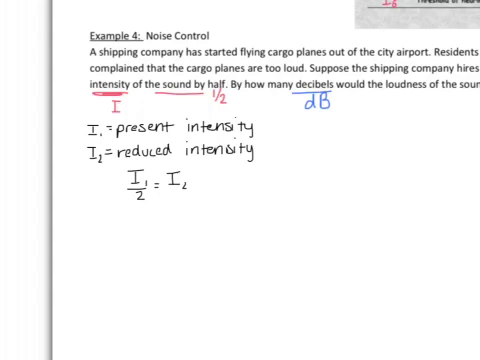Then we have to figure out the effects on the loudness. So we'll use L1 as the present loudness. And that's the decibels, if you want to write that down. And then L2 will be our reduced loudness. So we want to know the difference between those two.